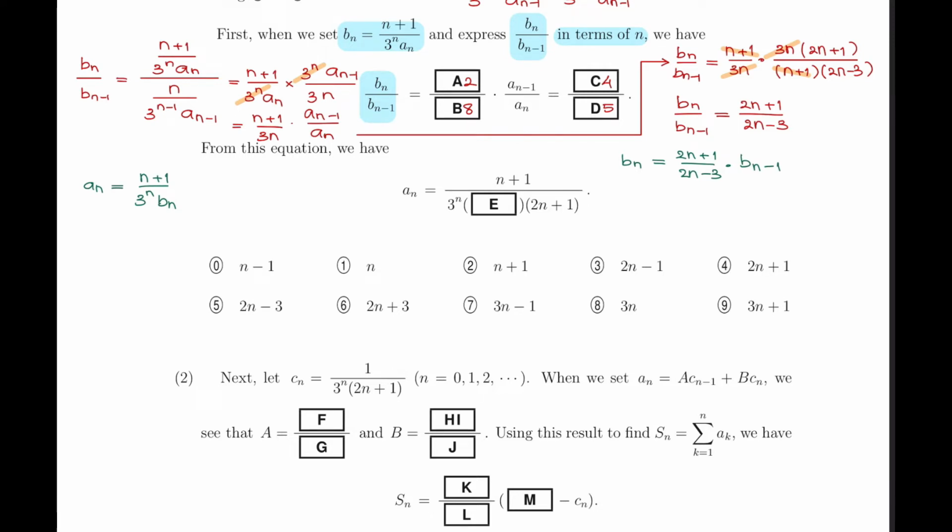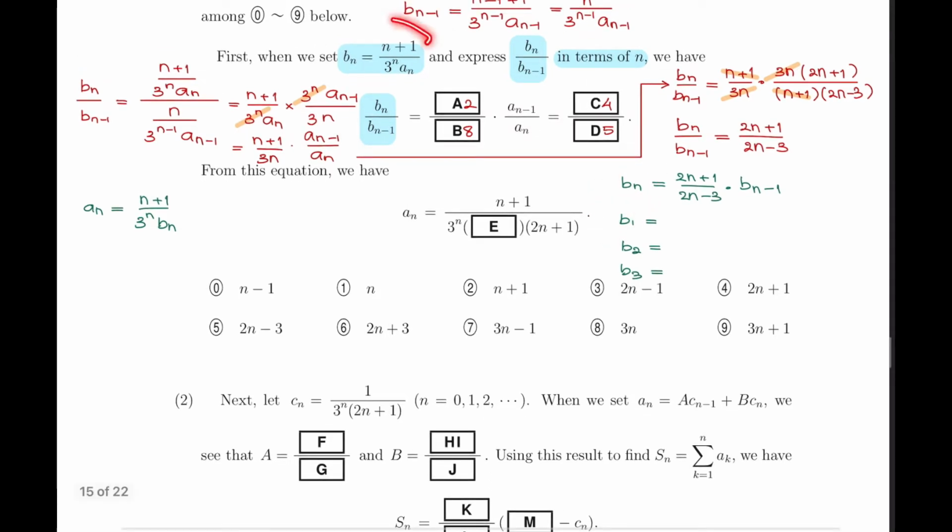I will start to think about the pattern of Bn. If I want to know the pattern of Bn, I have to know what is B1, and then what is B2, and then what is B3, and so on. After I got B1, B2, B3, and so on, I have to predict the pattern of Bn. Let's start from B1 first. If I want to know B1, we can use this expression. Just substitute n with 1.